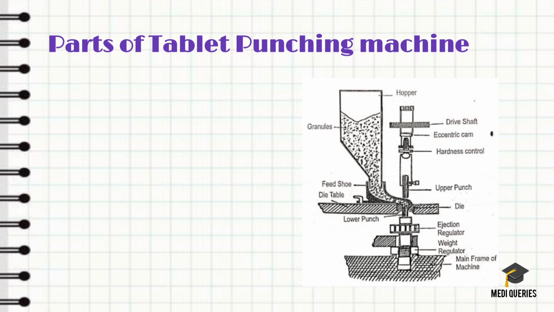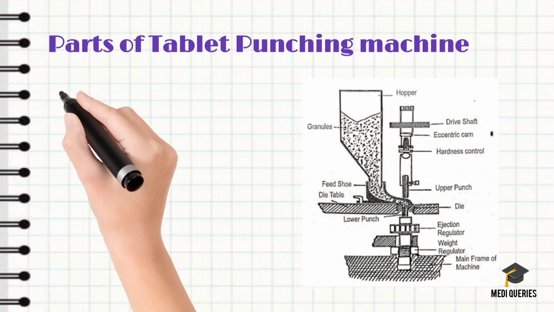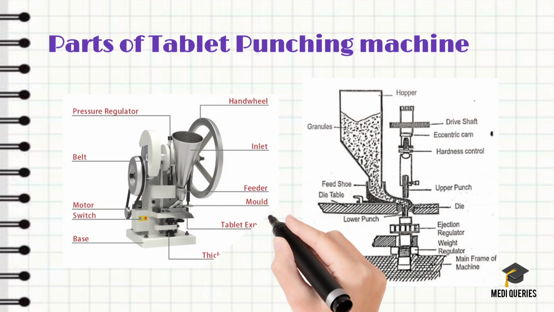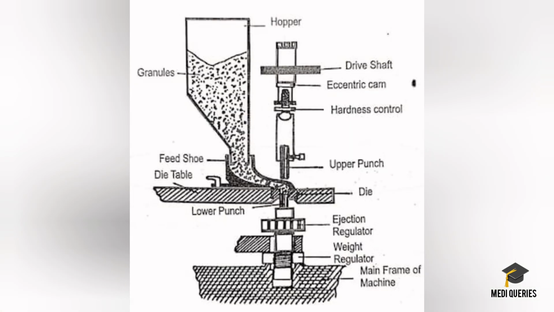So it mainly holds the tablet blend and feeds it into the feed frame or a feeding machine here. So observe the diagram here. So here it is a hopper. The die defines the shape and size of the tablet here, while punches compress the powder.